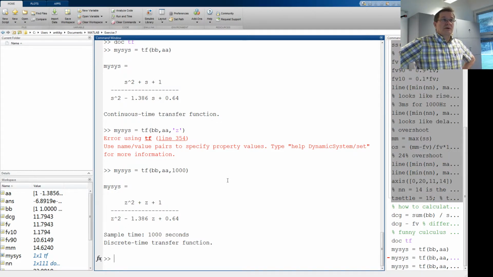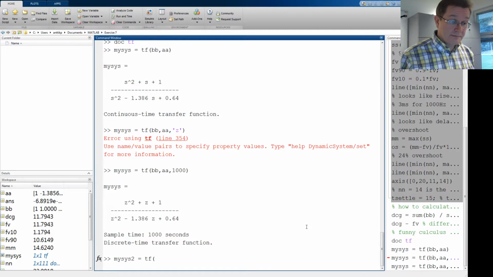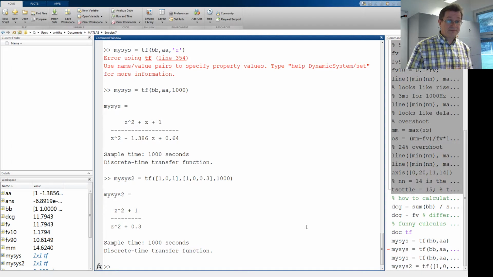Basically, you can now also do parallel or cascaded systems. For example, if you have this system and another, mySys2 would be TF of 101, and then let's see, 0.2, 0.3, I think. Okay, 1000. That transfer function is like that.